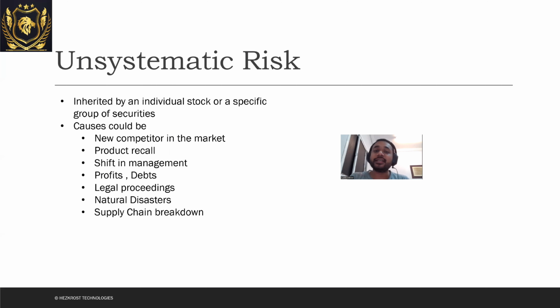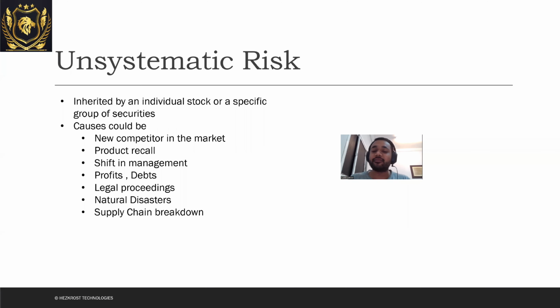Now let's try to analyze what an unsystematic risk is. Unsystematic risk is basically a risk which is associated with a particular stock. For example, a stock or maybe a group of stocks in a certain bucket, a group of securities. So for example, in a certain industry, just the steel industry, or maybe just the IT sector, or just the banking sector, which is getting affected. So there are a few stocks, an individual stock or a group of stocks, which are getting affected. If such a condition arises, then that particular stock or that particular segment would be in an unsystematic risky market.